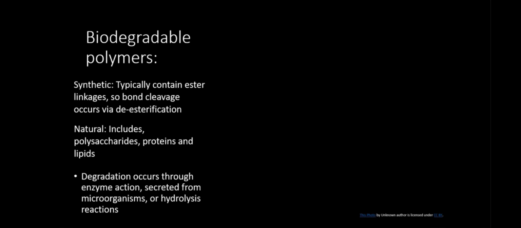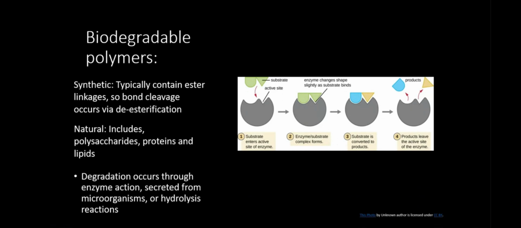There are 2 types of biodegradable polymers: synthetic, which typically contain ester linkages, so bond cleavage occurs via deesterification, and natural, which includes polysaccharides, proteins, and lipids. Degradation occurs through enzyme action secreted from microorganisms and/or hydrolysis reactions. And here is an image detailing how an enzyme breaks down a substrate.